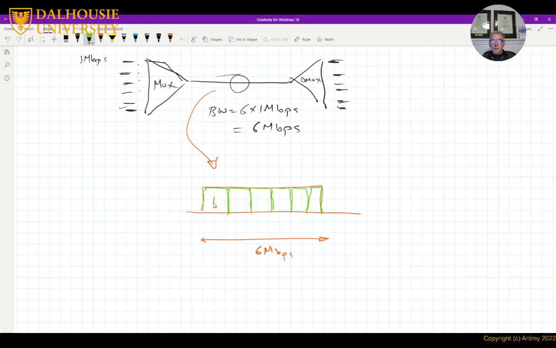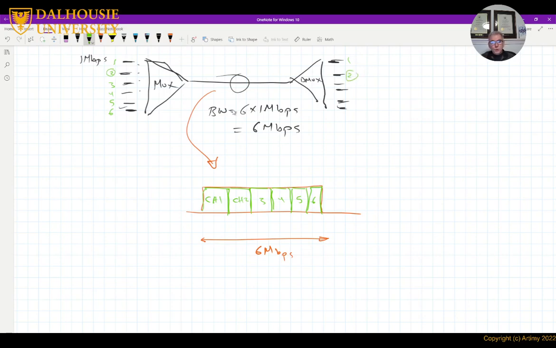And this we'll call channel 1, channel 2, 3, 4, 5, 6. And we allocate each channel to a pair. So channel 1 will be allocated to pair 1 here, and the corresponding node on the other side. Channel 2 will be allocated to the second pair, and so on.